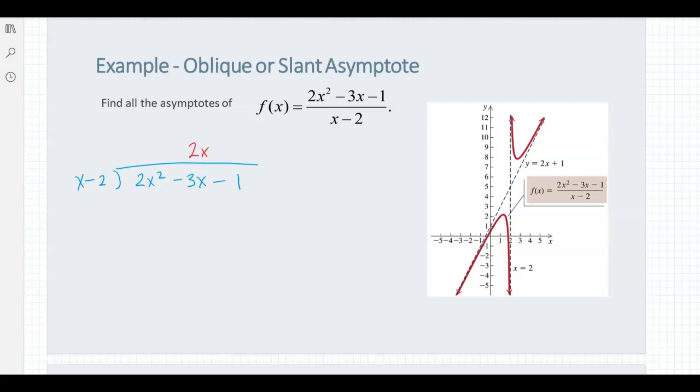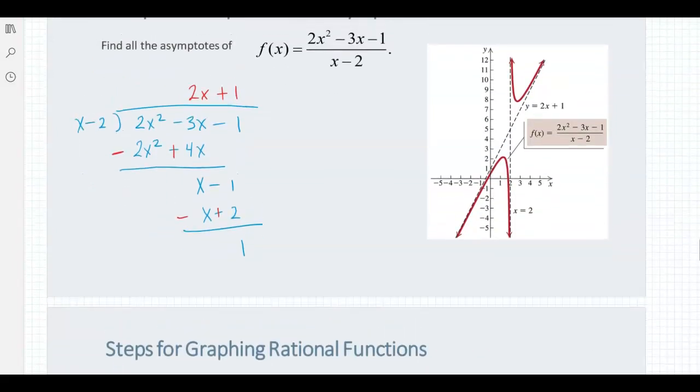And then we multiply down. So we'll have 2x squared minus 4x. We subtract both of these items. So then this changes to a positive x minus 1. So I'll put a plus 1 here. And then when I multiply, I get x minus 2. Subtract both items, and I end up with 1 as a remainder.